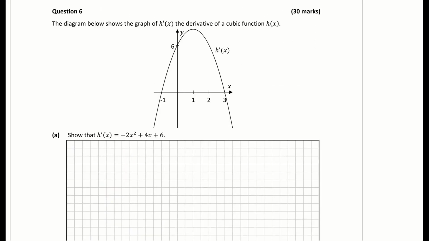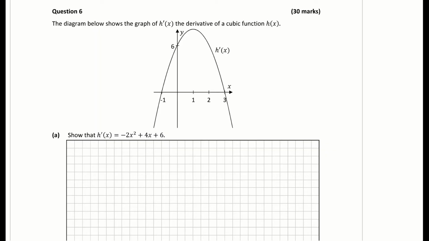Question 6. The diagram below shows the graph of h dash of x, the derivative of the cubic function h of x. Part A wants us to show that h dash of x is equal to minus 2x squared plus 4x plus 6. So we're basically doing this from the graph. Our graph here is a negative quadratic as we look at it. It would originally be a cubic before it was differentiated.